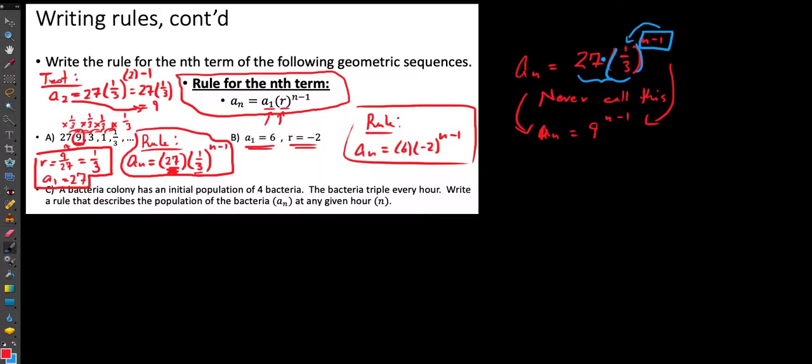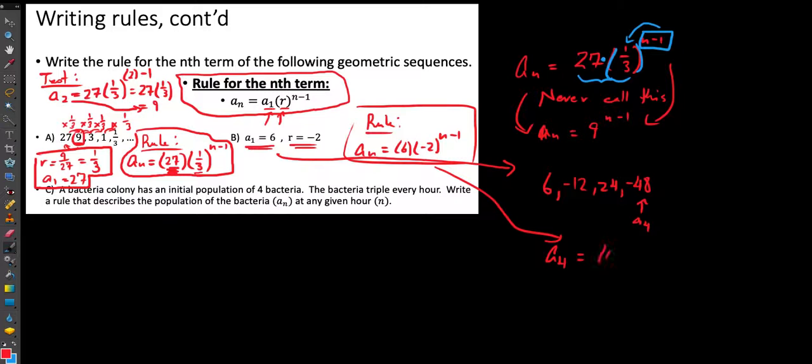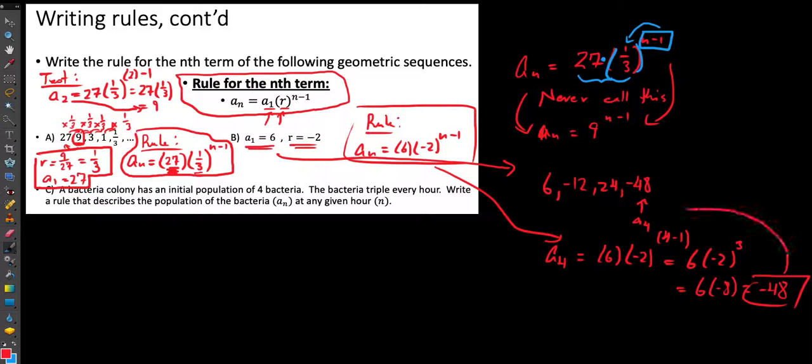And just to check this out, if we had to write a few terms of this sequence, our first term is 6. We're multiplying it by -2, so we get -12, +24, -48. For instance, if my fourth term has a value of -48, we might check it. A4 would be equal to, using this rule, 6 as an initial value times -2 to the 4 minus 1, which becomes 6 times -2 to the 3. And -2 to the 3, which we have to do first because of our order of operations, is -8. We get -48 here, which I'm happy to see is what we have as our value of our fourth term.